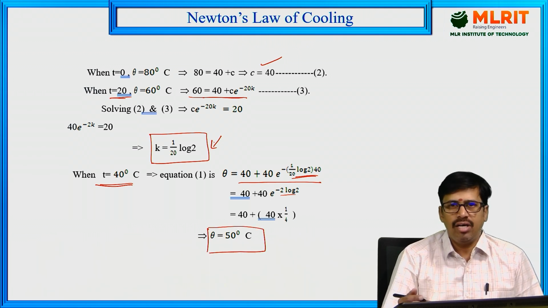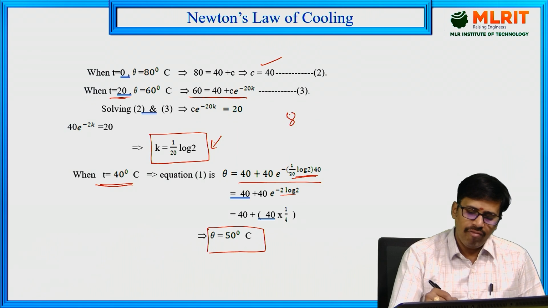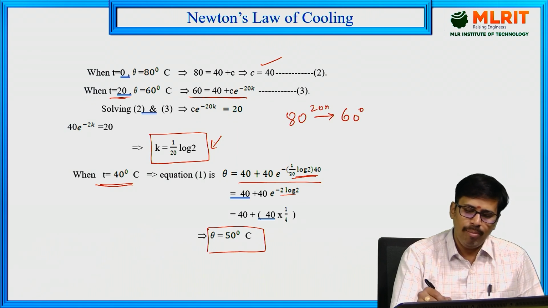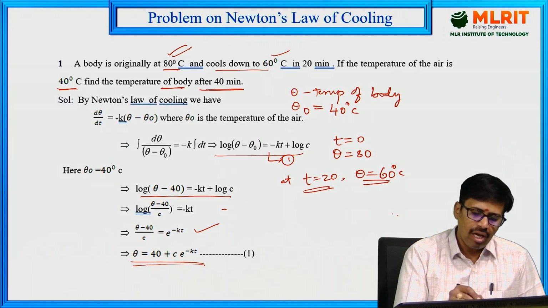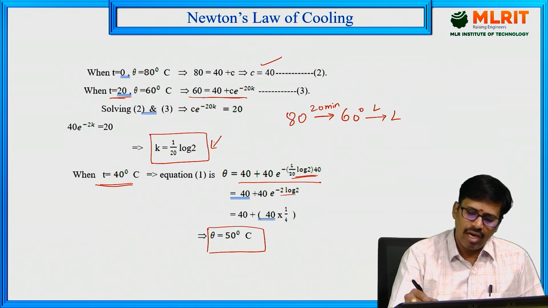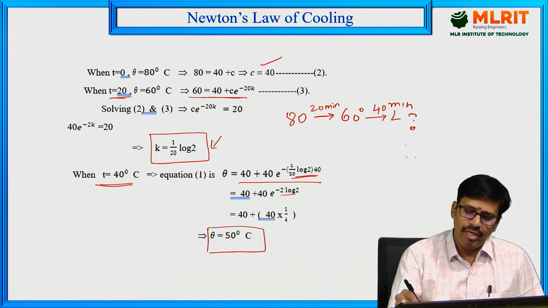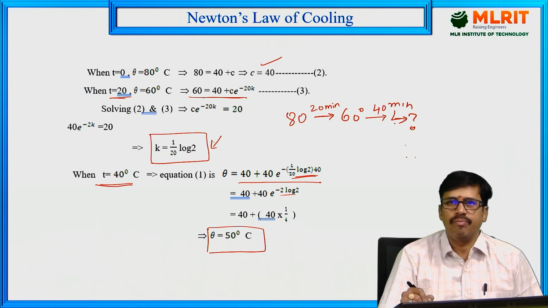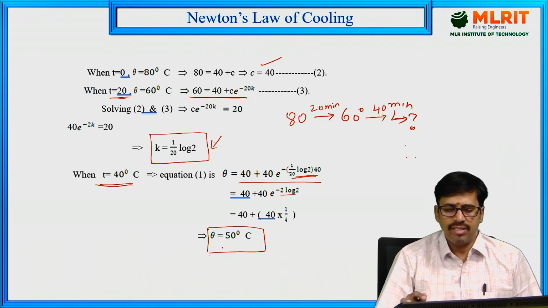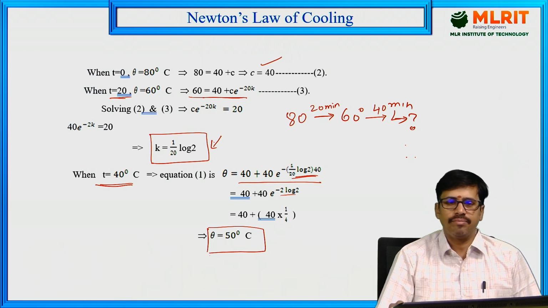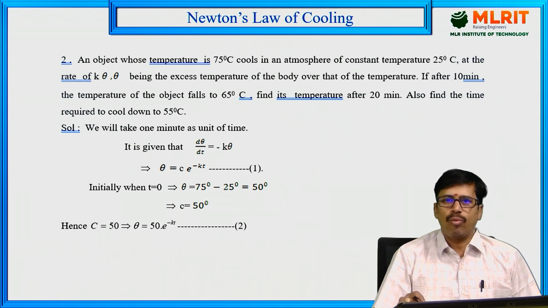Initially, from 80 to 60 degrees it took 20 minutes. Further, 60 degrees to 40 degrees after 40 minutes. After 40 minutes, what will be the temperature of the body, that is what he is asking. So the temperature of the body after 40 minutes will be 50 degrees centigrade, right? Let us see one more problem.